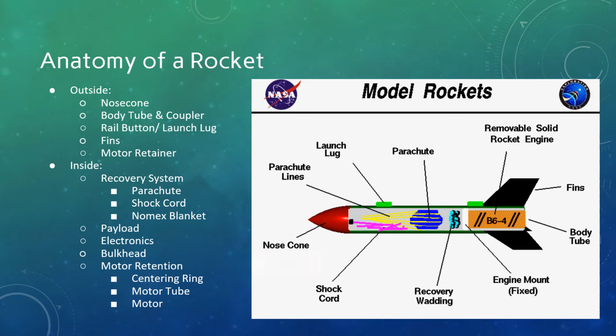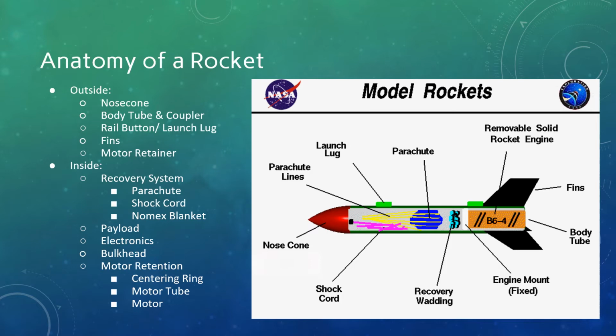Fins. Andy talked a lot about why fins are super important for stability, and those are usually at the back of the rocket because you want to move the center of pressure towards the back end of the rocket. And then the motor retainer is a piece that holds the motor in. That's super important because you don't want your motor falling out, then the rocket won't fly, then you've got a stick of explosives not in a rocket. All bad things. Motor retainer is important for that. So that's all the components on the outside.